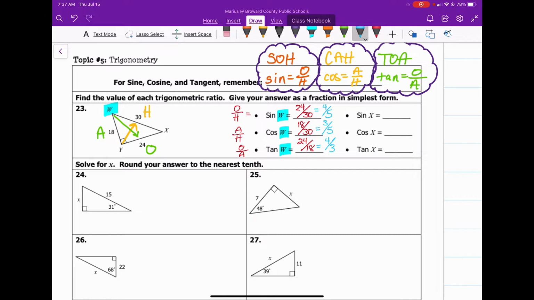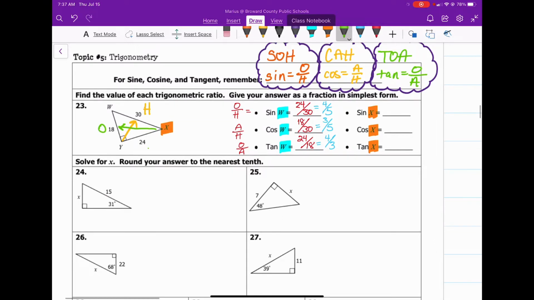So we did the first angle, W. Now we can get rid of these markings. The hypotenuse stays the same, but now we focus on X. We have to figure out what side is opposite angle X. The side opposite angle X is 18. So now 18 is the opposite, and 24 is the adjacent.